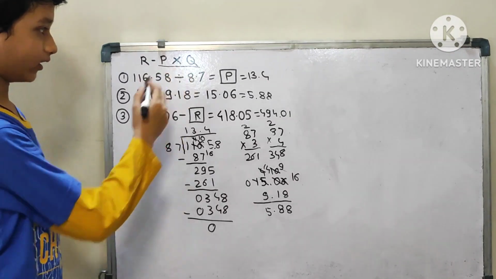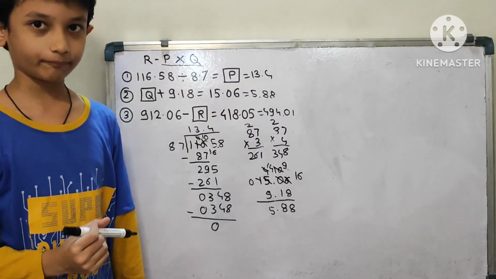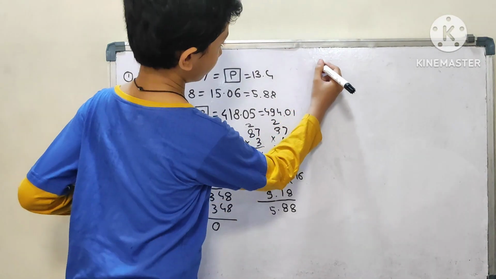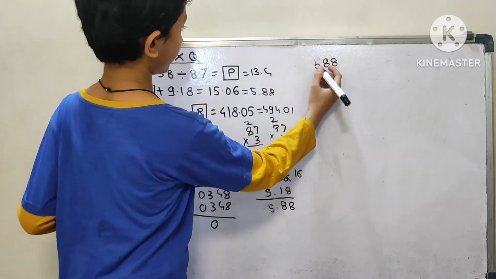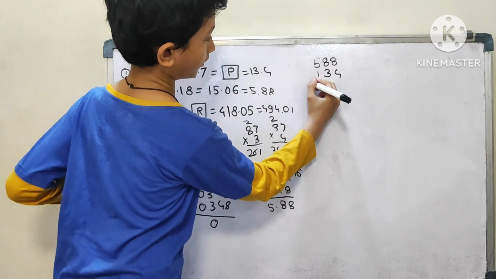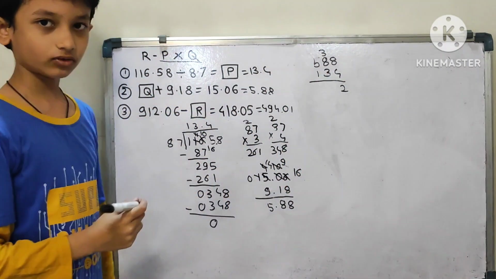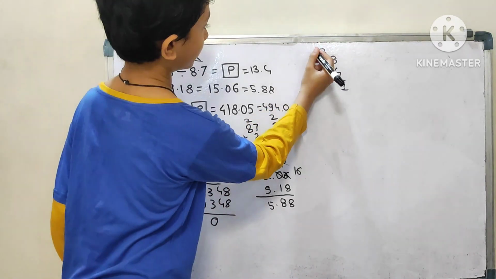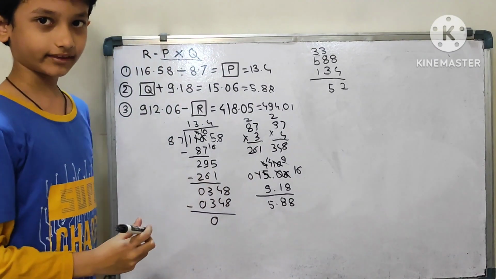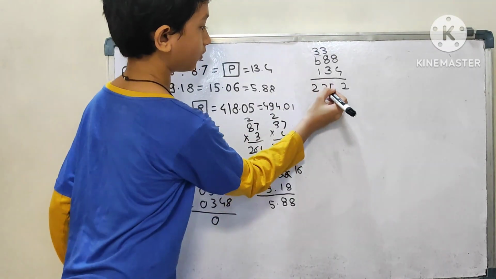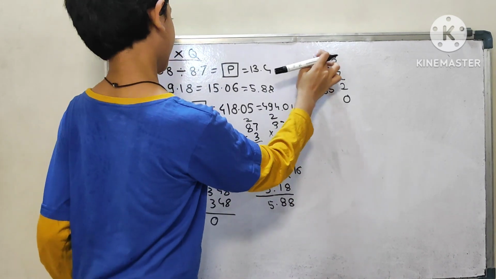So first we will do P into Q. So P is equal to 13.4 and Q is equal to 5.88. So here we will remove the decimals and write 588 and here 13.4, so 134. So here 8 4 is 32 and again it will come 32 and 32 plus 3 will be 35 and this 5 4 is 20 and 20 plus 3 will be 23. So 2352 and 0.